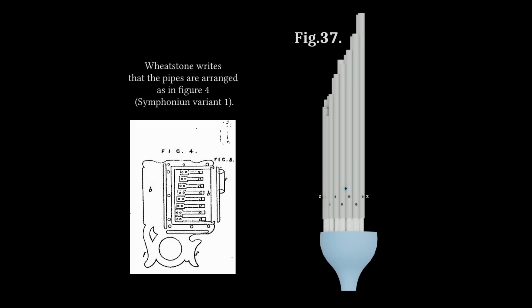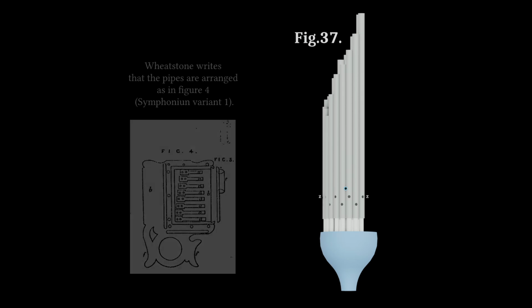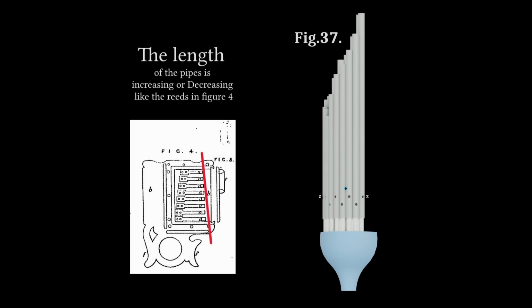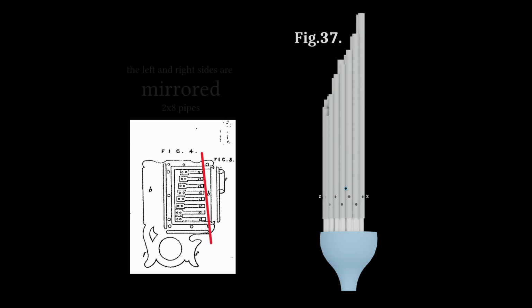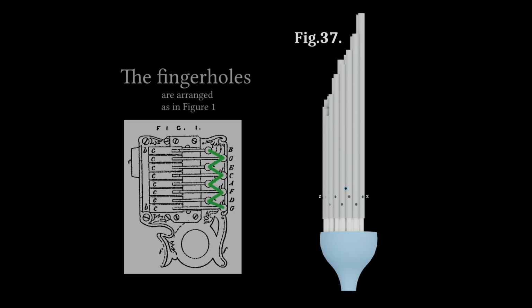Wheatstone writes that the pipes are arranged as in Figure 4. The length of the pipes is increasing or decreasing, like the reeds in Figure 4. The left and right sides are mirrored. The finger holes are arranged as in Figure 1.